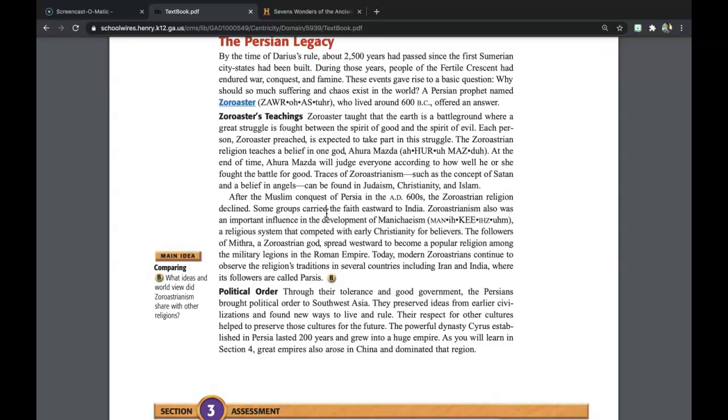The followers of Mithra, a Zoroastrian god, spread westward to become a popular religion among the military legions of the Roman Empire. Today, modern Zoroastrians continue to observe the religion's traditions in several countries, including Iran and India, where its followers are called Parsis.